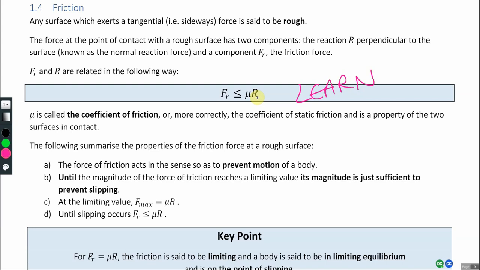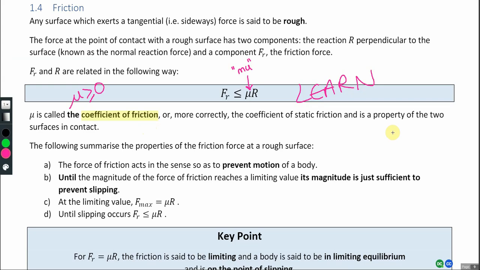So this symbol here is the Greek letter mu. It's called the coefficient of friction, or more correctly the coefficient of static friction, because there are different types. And it's a property of the two surfaces that are in contact with each other. So depending on what the two surfaces are made out of, mu will be different values. Now mu is always more than or equal to 0. If mu was 0, then there's no friction and we have a completely smooth surface.